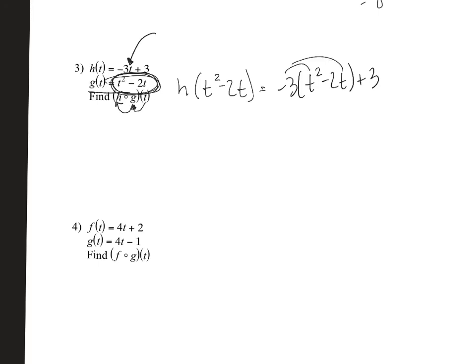So I'm going to distribute: -3t squared plus 6t plus 3. There aren't any like terms to combine there, so that is my whole answer.